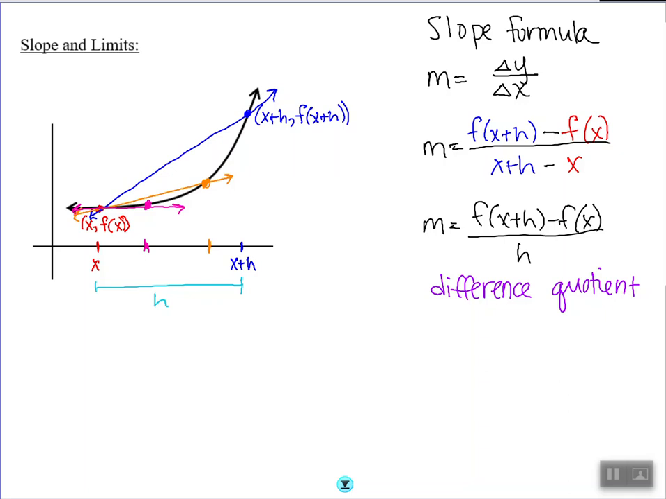So what we want to do is make h 0. But if I plug in 0 for h in my difference quotient, I'm just going to end up with f of x minus f of x, which is 0, over 0. So to get around that, the slope of the tangent line through my red point, which is x, f of x, is going to be the limit as h approaches 0 of the difference quotient.